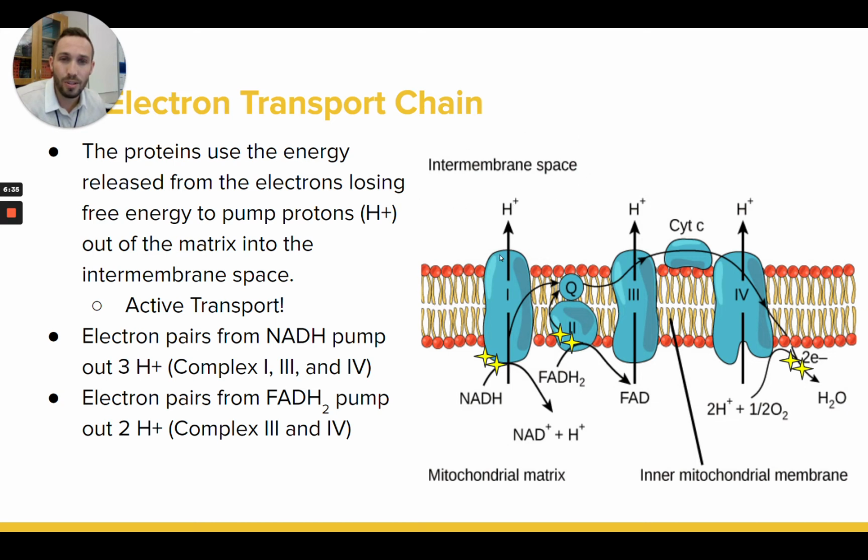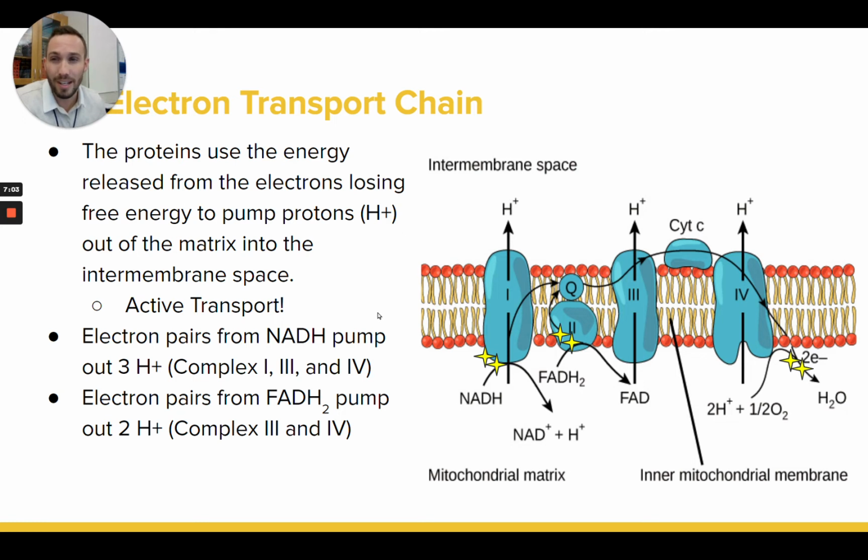If you guys look at what's going on in this picture, protein complex 1 is moving a hydrogen ion from the mitochondrial matrix to the intermembrane space. And this is actually going against its gradient. In the intermembrane space, there's actually already a really high concentration of hydrogen ions. There's a lot of hydrogen ions out here. And in the matrix, there's a low concentration of hydrogen ions. So protein complex 1 is moving hydrogen ions against their gradient, which is active transport.